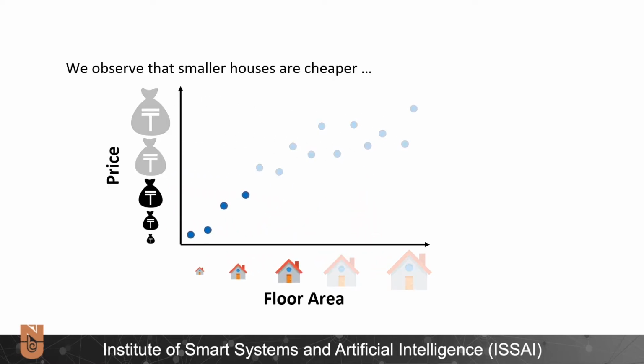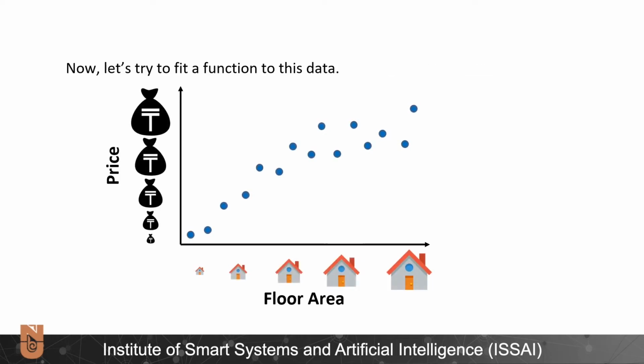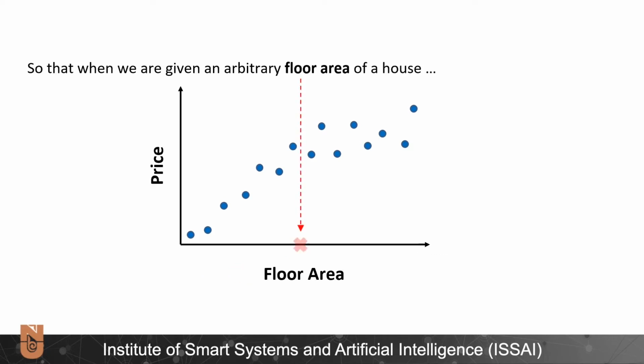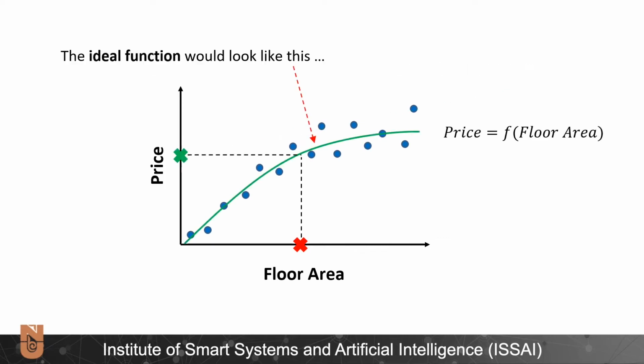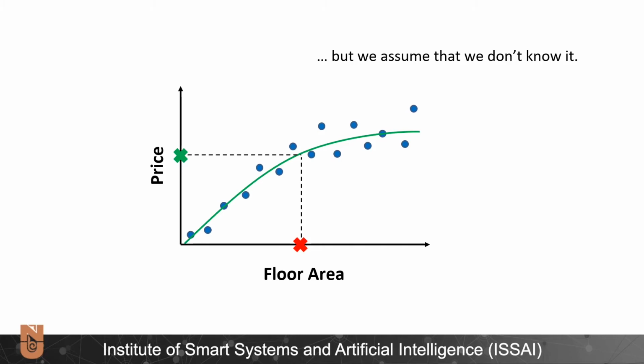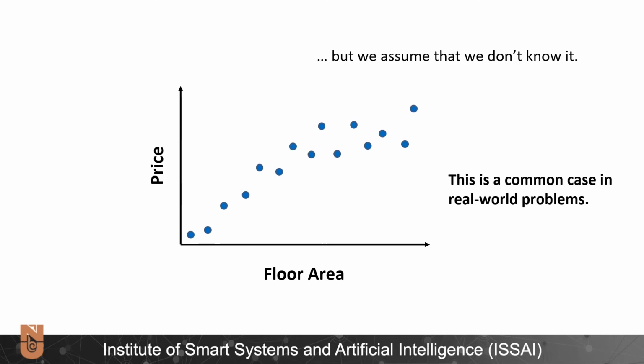We observe that smaller houses are cheaper than bigger houses. Now, let's try to fit a function to this data so that when we are given an arbitrary floor area of a house, we could estimate its price. The ideal function would look like this, but we assume that we don't know it. This is a common case in real-world problems.